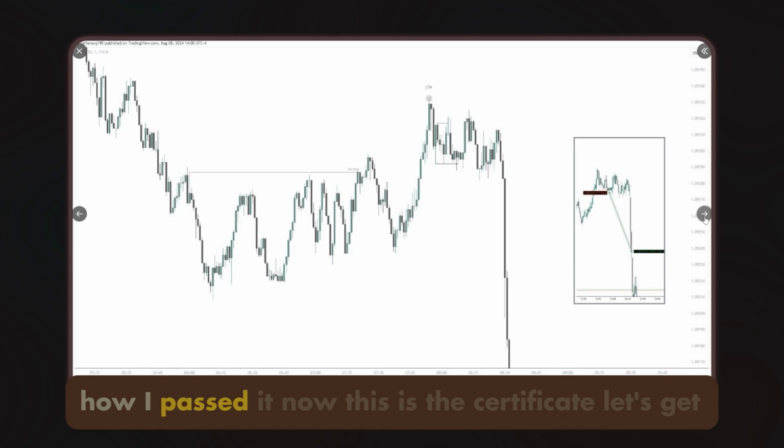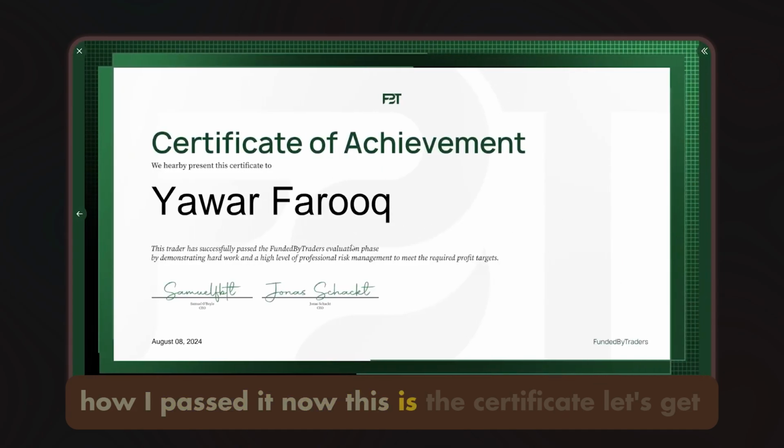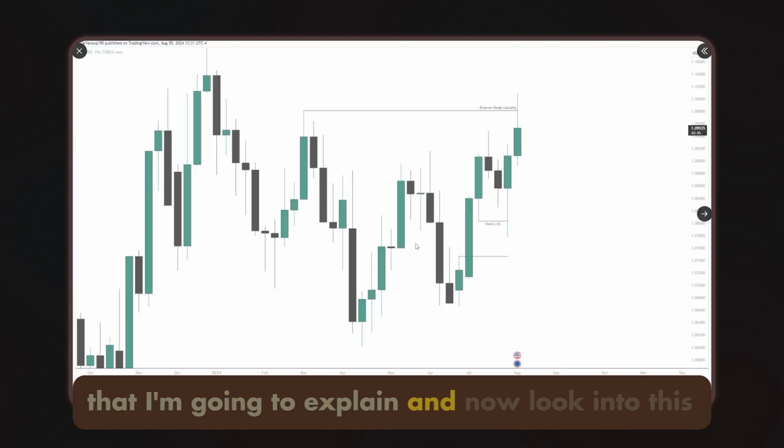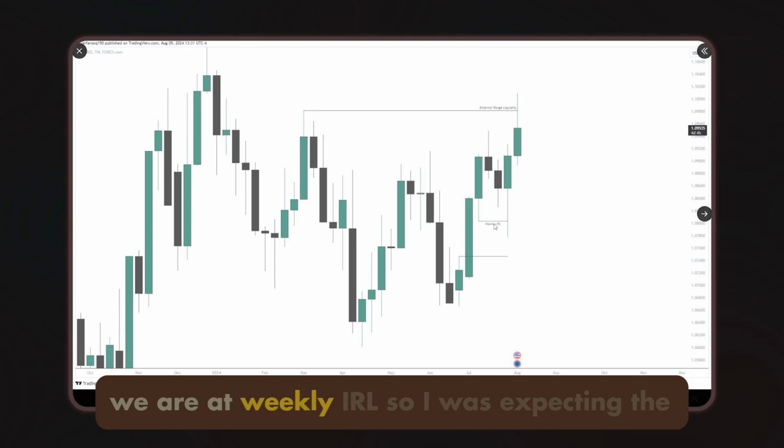So this is how I passed it. Now, this is the certificate. Let's get into one final trade. Okay, so this is the final trade that I'm going to explain. And now look into this. We are at weekly IRL.